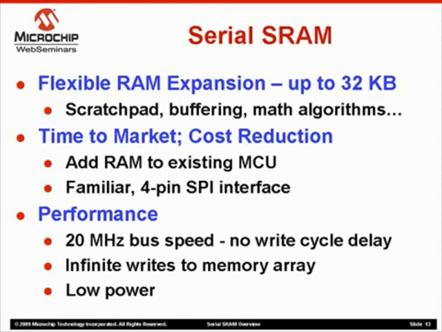Finally, the serial SRAM products have excellent performance characteristics. The parts run up to 20 MHz. And since data is written directly to the array with no interruptions for write cycles, data can be written very quickly into the devices. In fact, you can write the entire 32 kbyte memory in only 13 milliseconds. The devices use volatile cell technology, so the array can be written an infinite number of times. And finally, the parts have been designed with the embedded market in mind and have very low power characteristics.